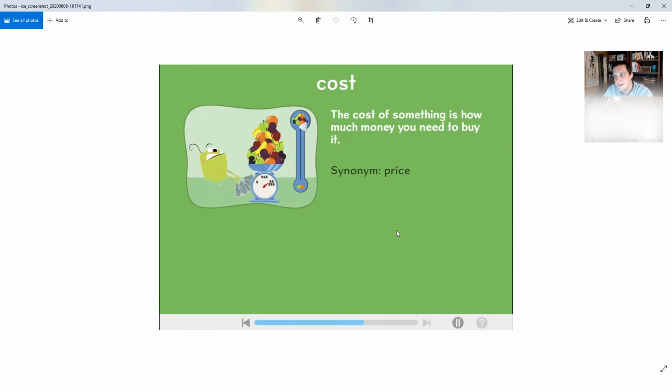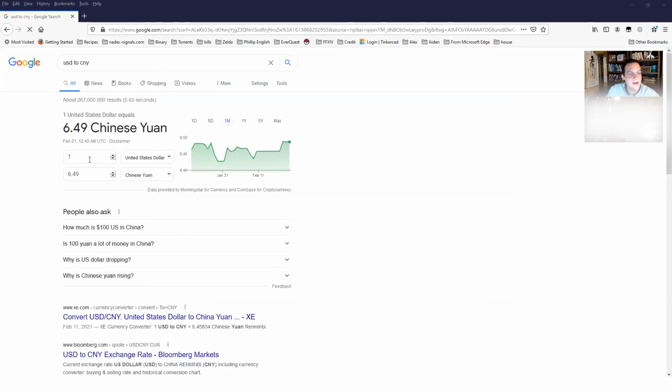What's the price of a car? Maybe one billion. 1 billion. Yuan? Let's see, USD to CNY. Currently, you want 1 billion, 1,000 million billion. 1 billion? No.